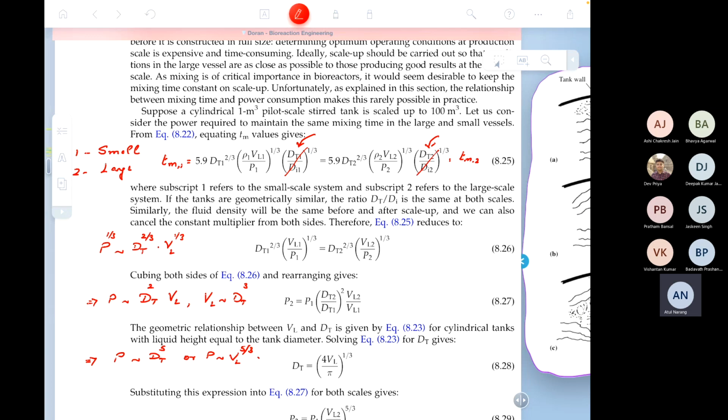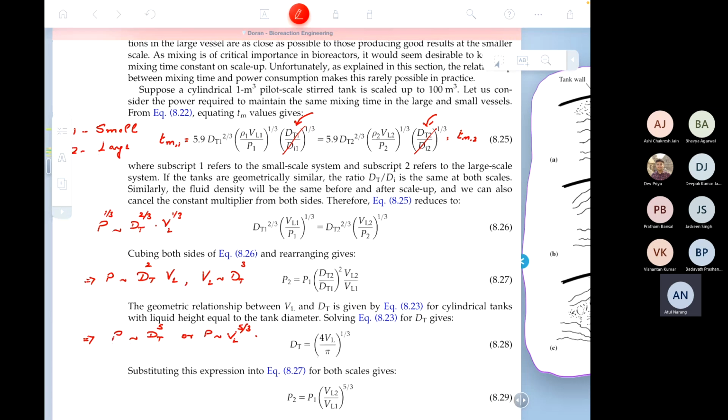Okay? That means that you arrive at equation 826. The density of the fluid is, of course, the same in small scale and large scale, so this rho 1 and rho 2 also disappear. And you are left with equation 826, which says that dt1 to the power 2 over 3 multiplied by VL1 over P1 to the power 1 over 3 equals dt2 to the power 2 over 3 multiplied by VL2 over P2 to the power 1 over 3.